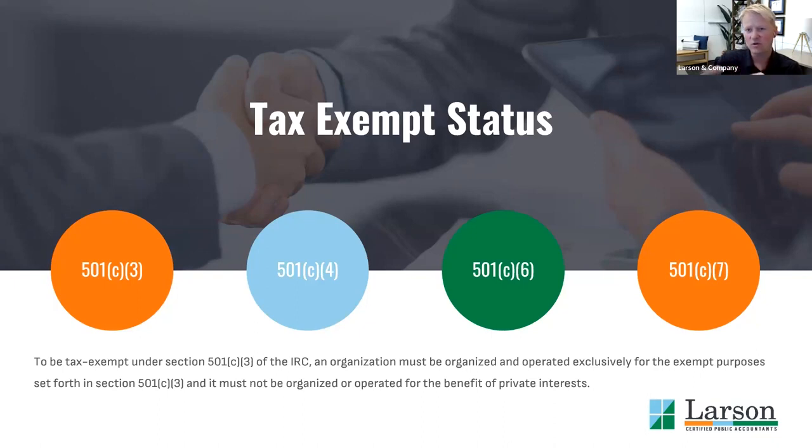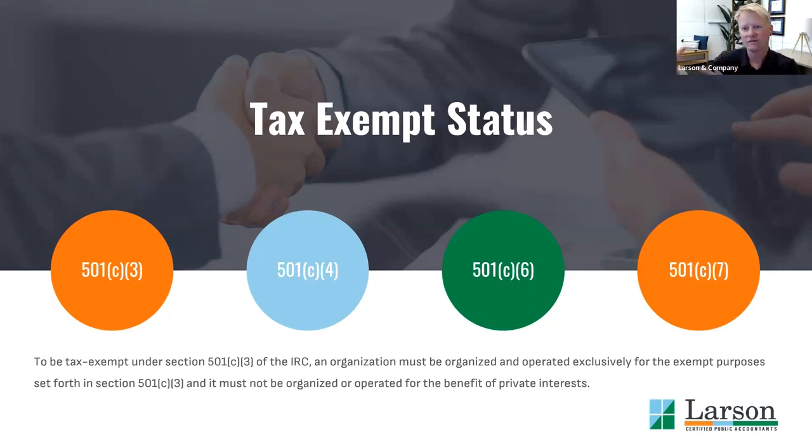It is important to know that the only ones where contributions by a donor are tax deductible to that donor are 501c1s, 501c3s, 501c8s, and 501c13s. And then also, to be tax exempt under Section 501c3 of the IRC, an organization must be organized and operated exclusively for the exempt purposes set forth in that section. And it must not be organized or operated for the benefit of private interests. That meets the definition of a public charity, meaning it's to benefit the public, and not to benefit a private individual or a private group of individuals.